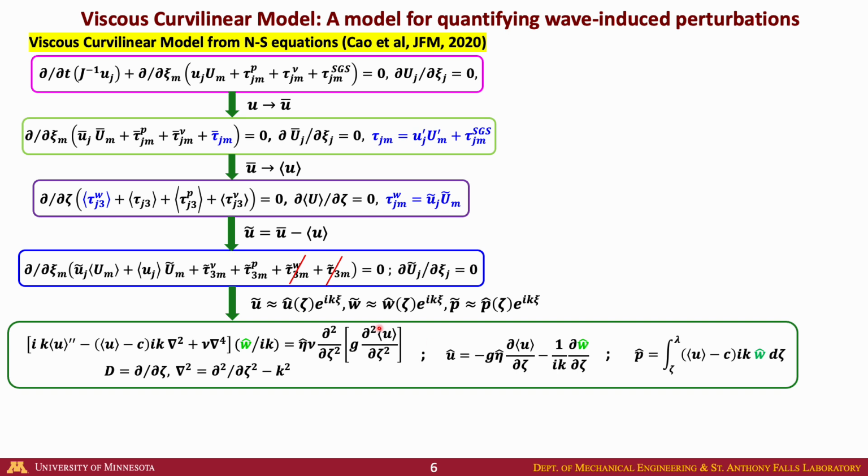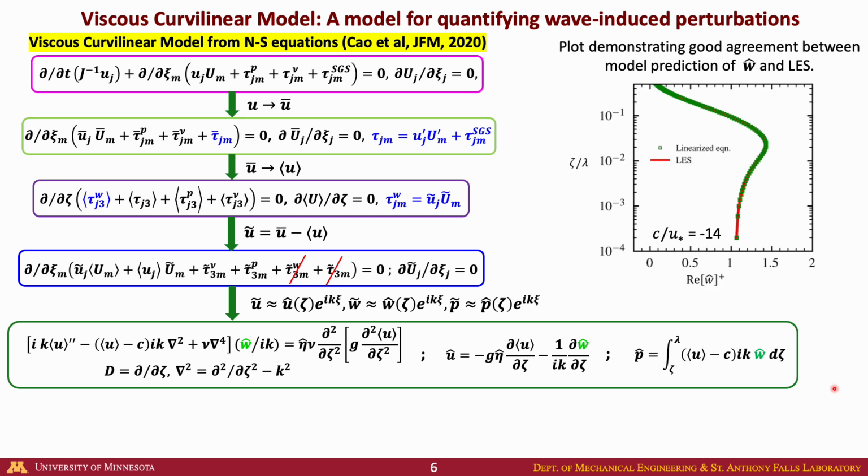Once we solve for W hat from this equation, we can then obtain the Fourier modes of wave-induced streamwise velocity U hat and pressure P hat from the continuity and vertical momentum equations respectively. The plot on the top right demonstrates good agreement between LES and model predictions for the vertical profile of W hat for a wave age of -14.